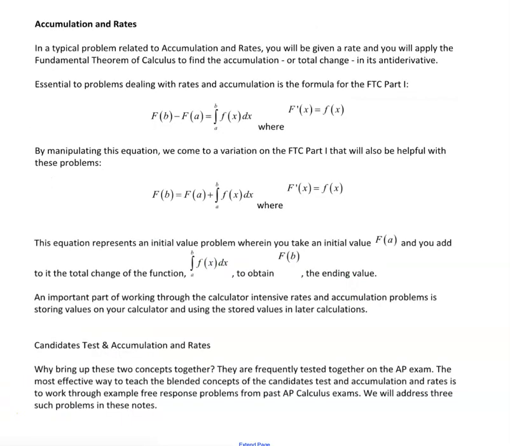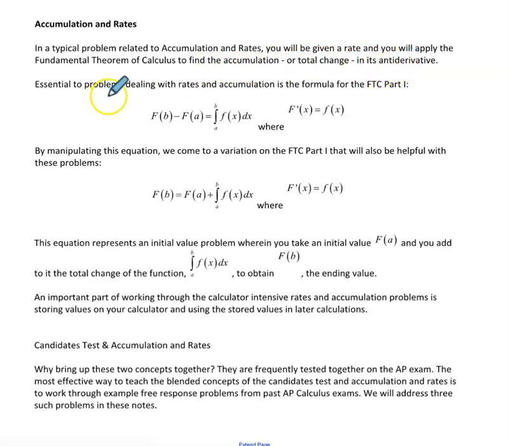So the other thing that we'll be talking about today is accumulation and rates. So these are very typical AP problems. You'll find one of them pretty much on every AP exam. And what they're doing is taking basically rate in and rate out. And you're going to use the fundamental theorem of calculus to find the total accumulation or change in an antiderivative function.